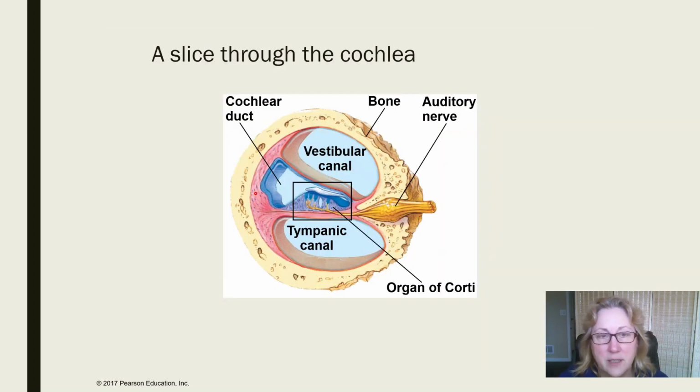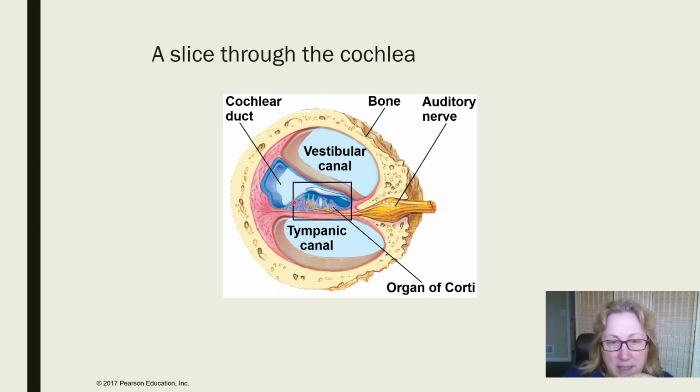But if we look at a little slice in here in the cochlea, we have two fluid-filled canals, the vestibular canal and the tympanic canal. And that's where the sound pressure wave is going to start from. One has the oval window at the end of it, and one has the round window at the end of it. And then the cochlear duct. And these are all fluid filled.